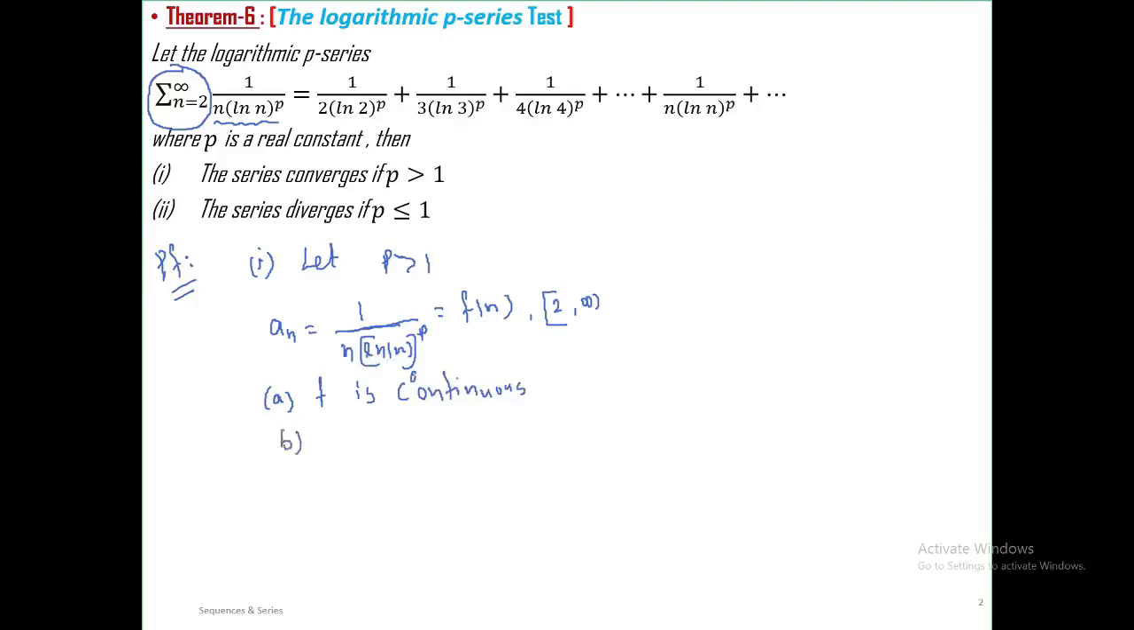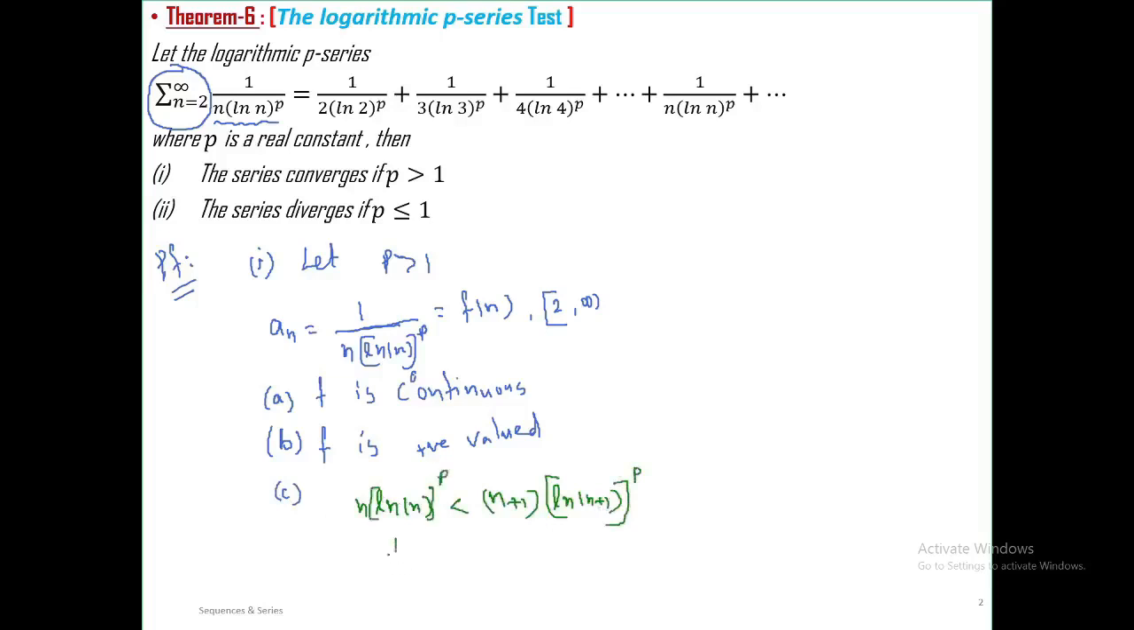And the second thing it has to satisfy, it should be positive valued, right? So, it's clearly positive valued. F is positive valued, right? And the third one, it is supposed to satisfy decreasing. So, start with n into ln n, which is clearly less than n plus 1 into ln of n plus 1, right? This is obvious. So if you raise power p, that is also similar, right?